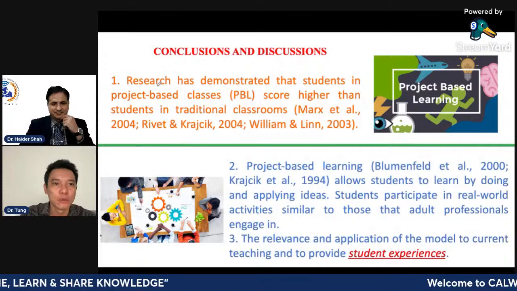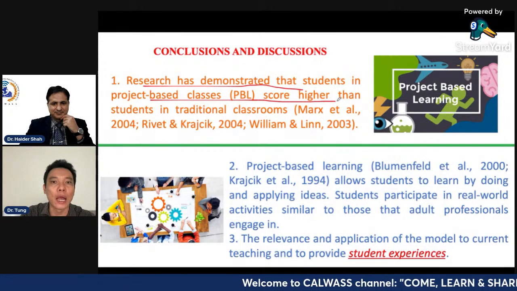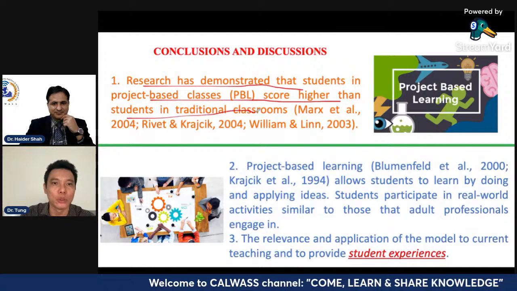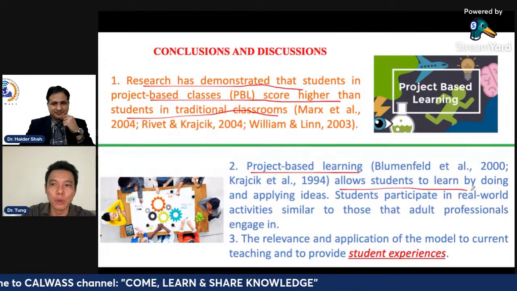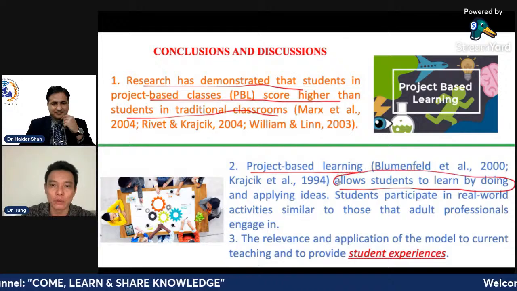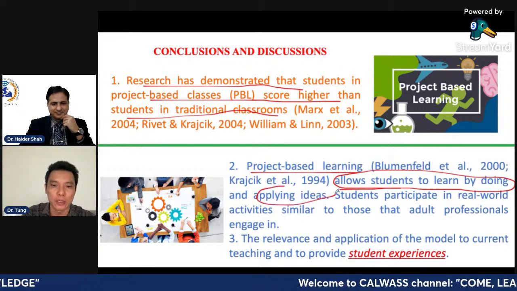Conclusion. Research has demonstrated that students in project-based learning score higher than students in a traditional classroom. Project-based learning allows students to learn by doing. This is very important. You can allow students to learn by doing and applying ideas.